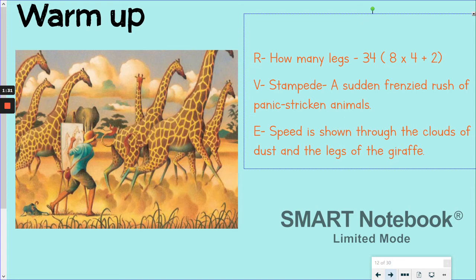Stampede. Well, a stampede is defined as a sudden frenzied rush of panic-stricken animals. But you might have something like animals running together, a group of animals running or sprinting as fast as they can. And in the explain part, we can see in the picture that speed is shown through the clouds of dust that the giraffes are kicking up. Or we can see it in the way that the giraffes' legs are shown with them straight up. Or we could also say, actually, now I'm just looking at it, we could see it in the position of the painter, the way that they're frantically stretching to see the giraffes.